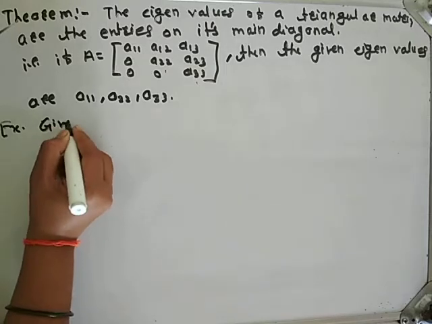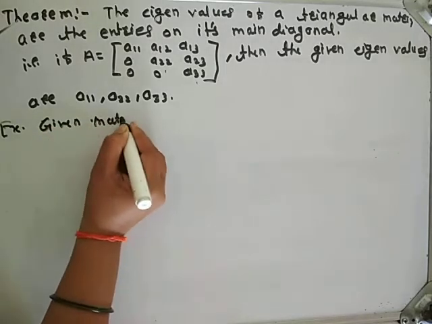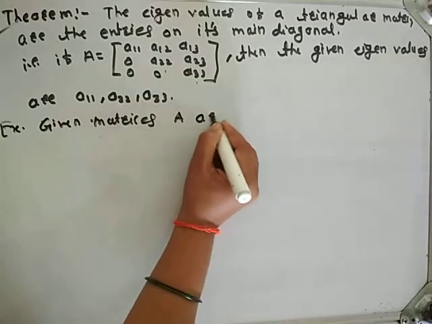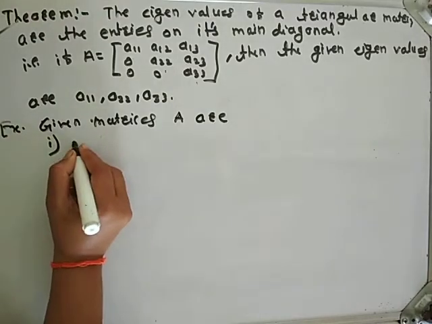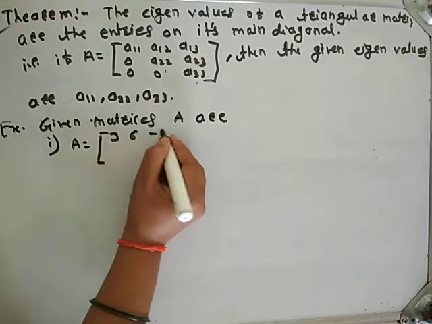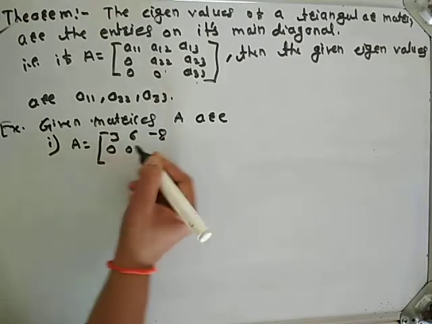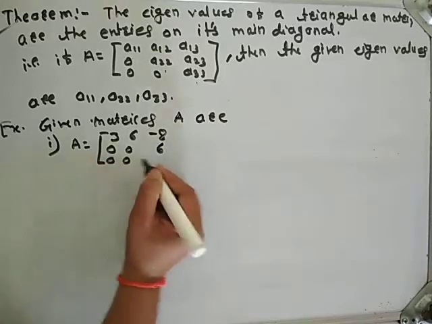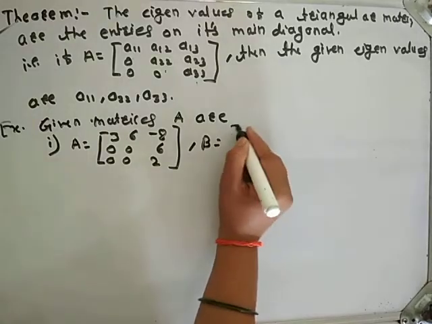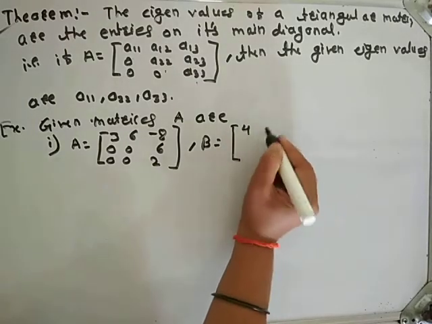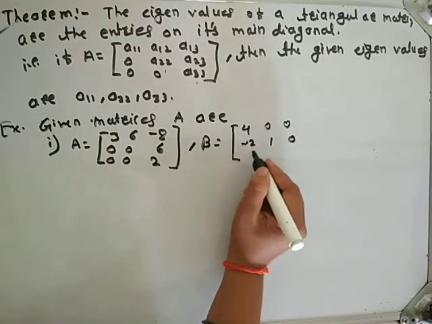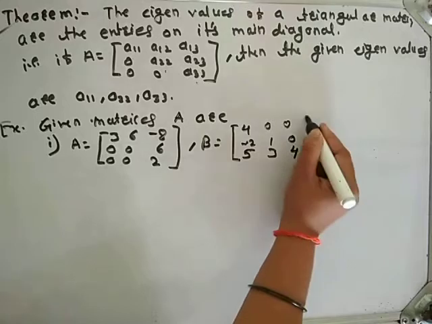Given matrices A. First, A is equal to matrix 3, 6, minus 8, 0, 0, 6, 0, 0, 6. B is equal to matrix 4, 0, 0, minus 2, 1, 0, 5, 3, 4.